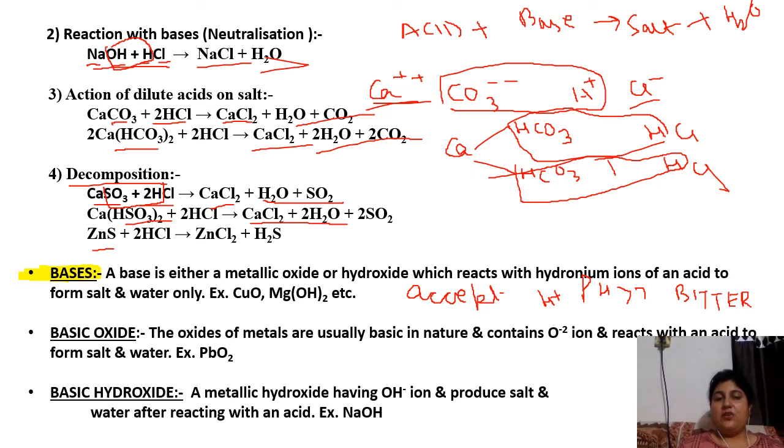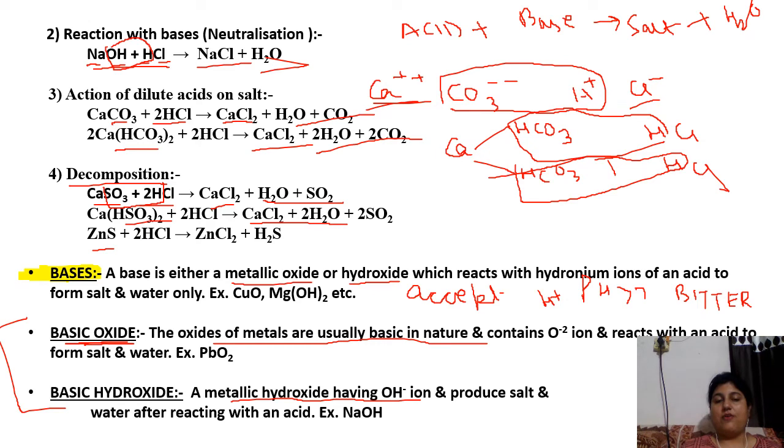They may be a metallic oxide. Metal के oxide basic होते हैं. That's why they may be metallic oxide, hydroxide. ठीक है? What are basic oxides? Basic oxide means the oxides of metals, and they contain oxygen. While basic hydroxide contain OH ion, यानी hydroxide ion, and both of these result in the production of salt and water. I hope it is clear.